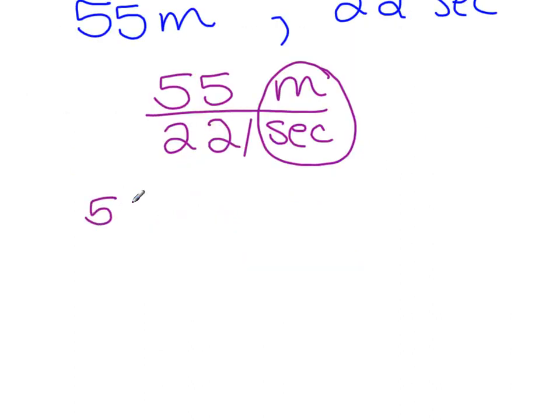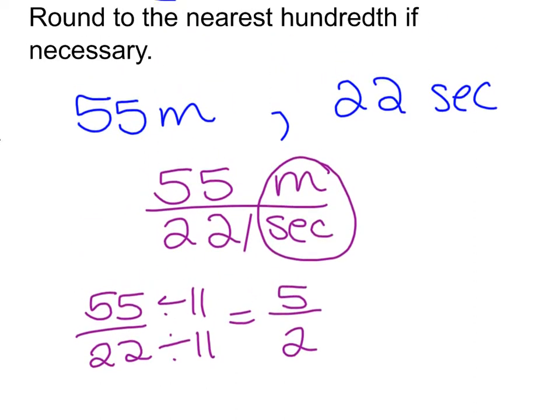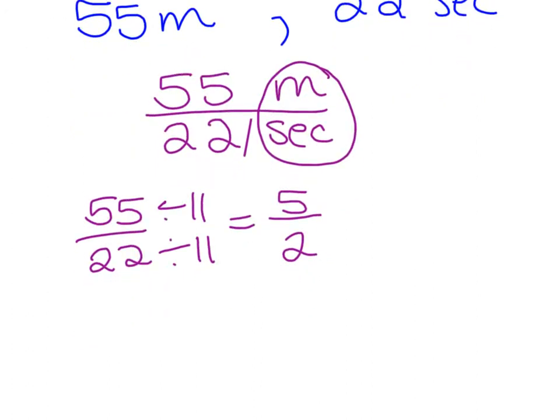We have 55 over 22. For sure, we could have 11 go into top and bottom. And we have 5 over 2, which is a much nicer fraction to work with. But if you recall our directions, they kind of imply to us where they said round to the nearest hundredth, if necessary, that they are looking for a decimal.